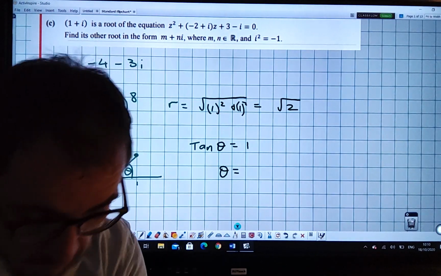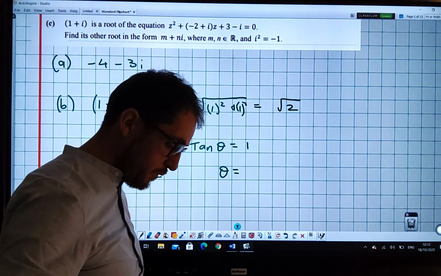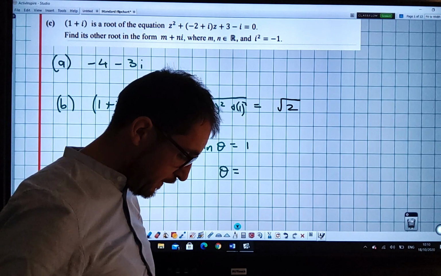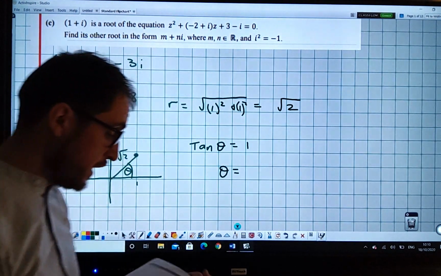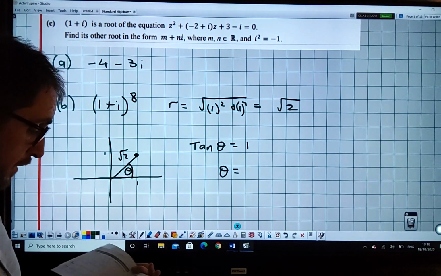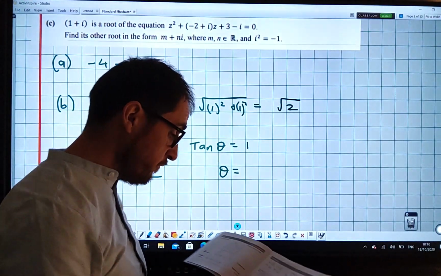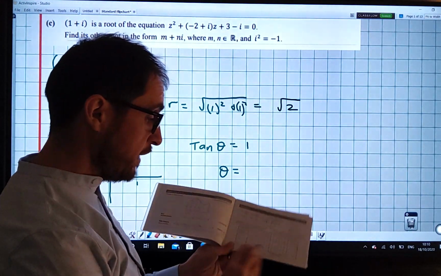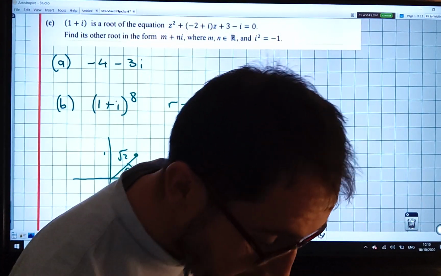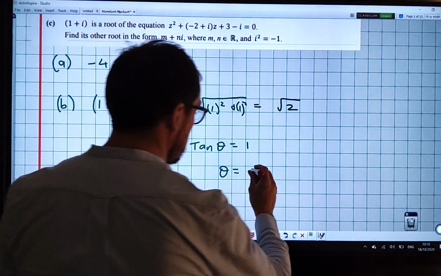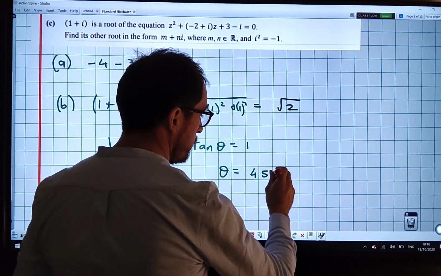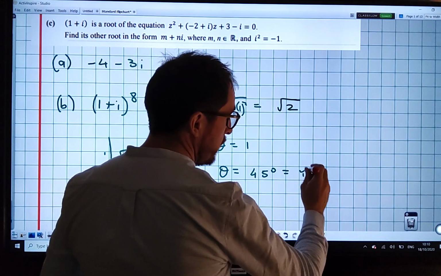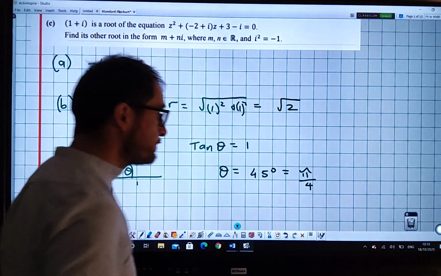If you go to your tables book and find out what theta is when tan theta is equal to 1, it's fairly obvious that it's 45 degrees. Just to confirm that, tan theta is 1, it's 45 degrees, and that's page 13 of your tables. So theta is equal to 45 degrees, but we write it in radians, so that's pi over 4.